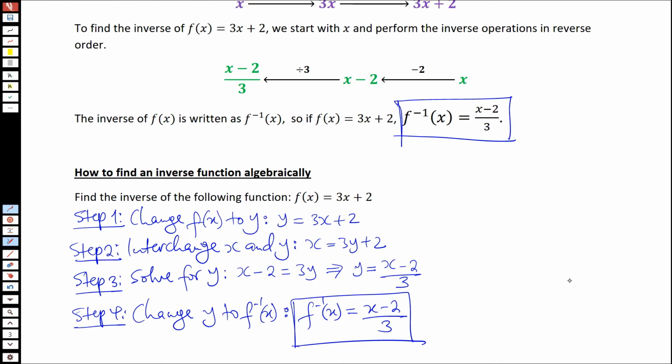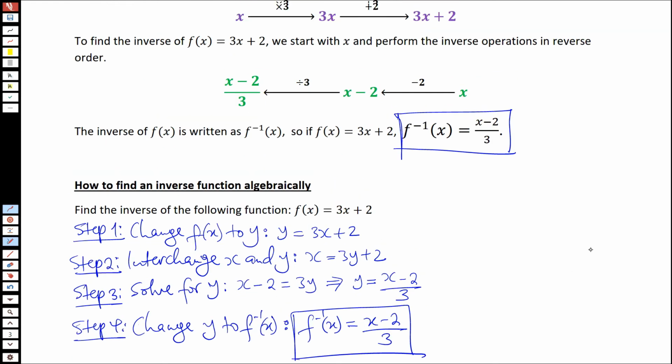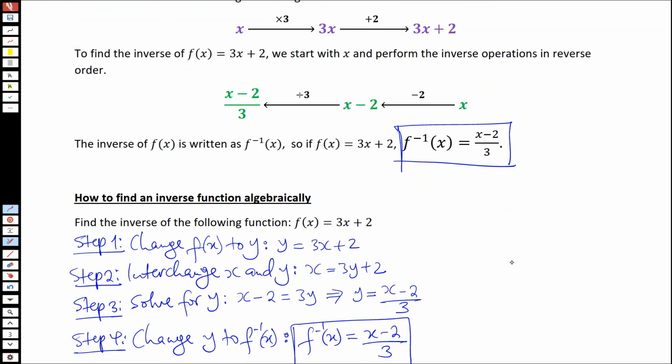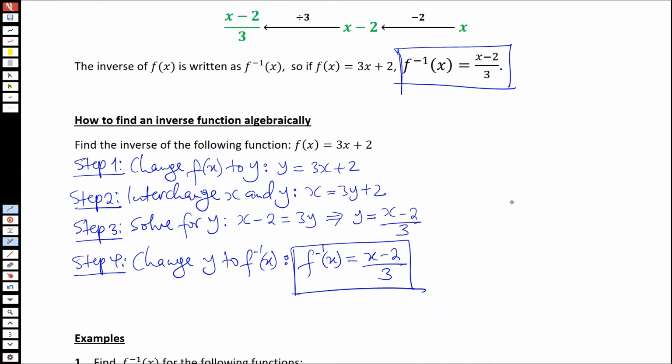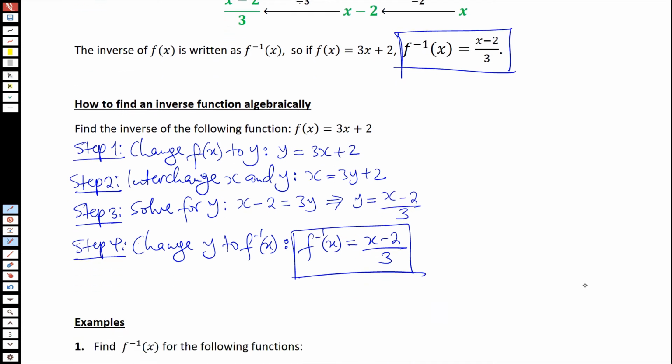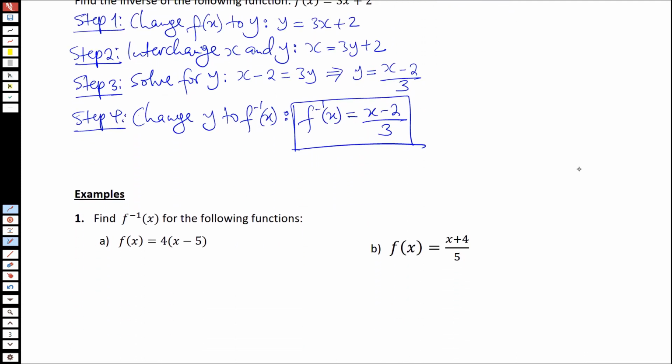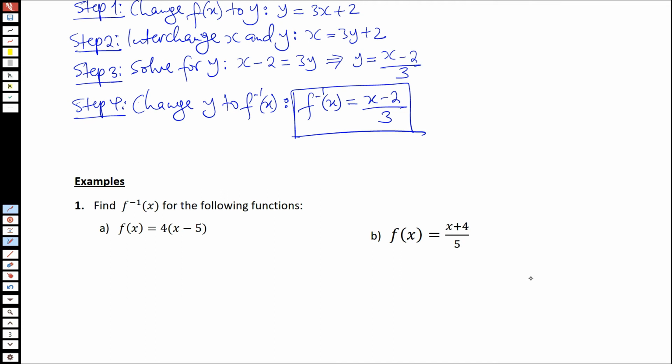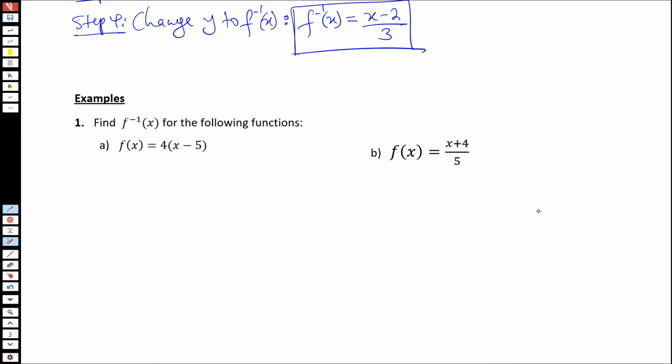So ideally, these are two methods on how you can find the inverse function. You can use the flow diagram, or you can use the algebraic approach. Of course, the most common method is the algebraic approach. So I'll be using the algebraic approach for all these questions.